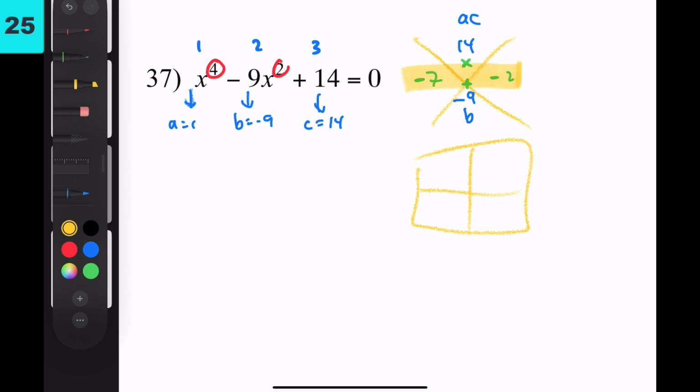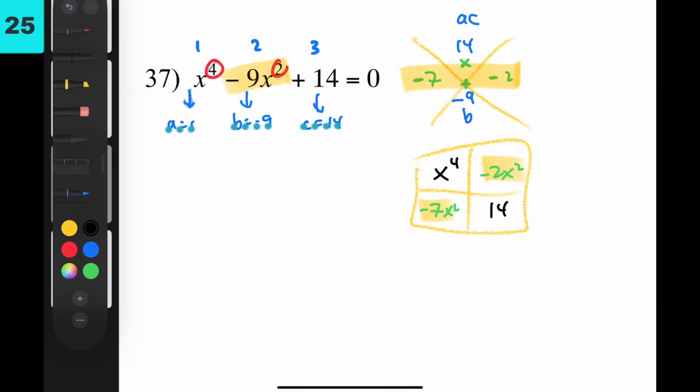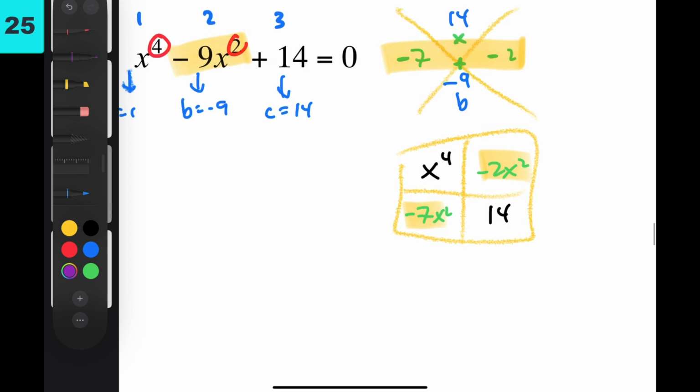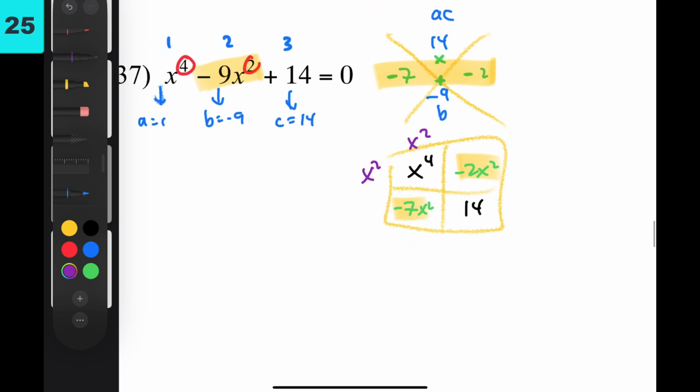Okay, these two are splitting this term, so that'll be a negative 7x squared and a negative 2x squared. A value goes on top, C value goes in the bottom right. We're going to think of things that multiply to be x to the 4th. So that'll be x squared, this will be -7, and this one will be -2. Okay, so that's the factored answer there in purple.